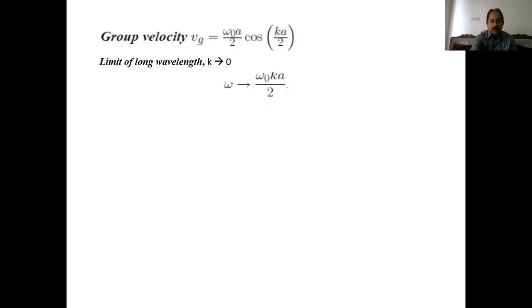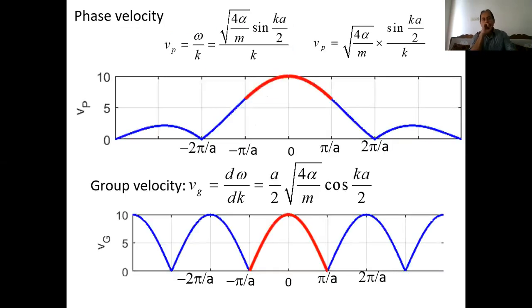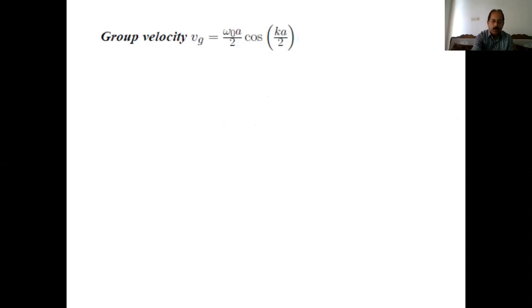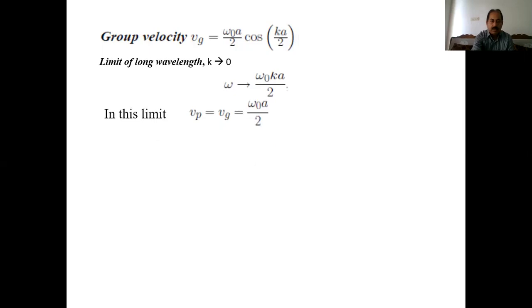But at the same time, if you see omega naught, it depends on the spin constant alpha also. So we can say that this phase velocity or group velocity depends on two terms: one is the interatomic distance a, and the other is the maximum frequency. So this is the value of the group velocity and phase velocity at this limiting point.